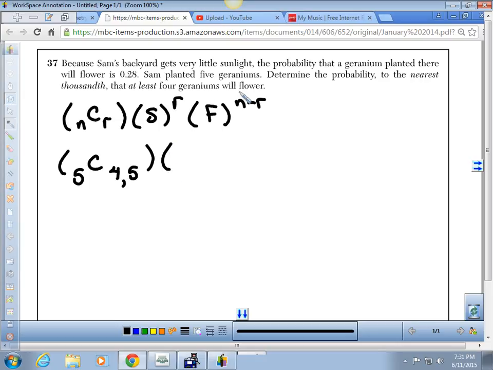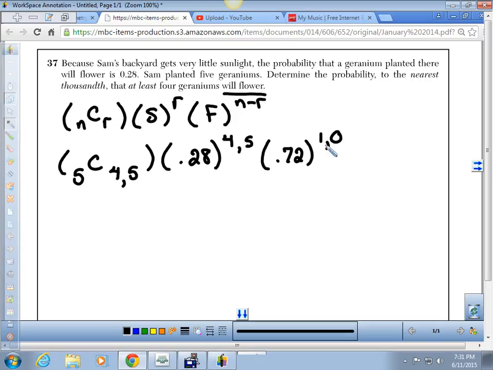We're trying to find the probability that they will flower. What is the probability that they will flower? So 0.28. So what power first? The 4th and then the 5th. So if the probability that it is going to flower is 0.28, then what's the probability that it's not going to flower? Why? They have to add up to 1. So if we take the difference of 1 and 0.28, we get 0.72. What power does this one have to be to first? The first power and then to the 0 power.